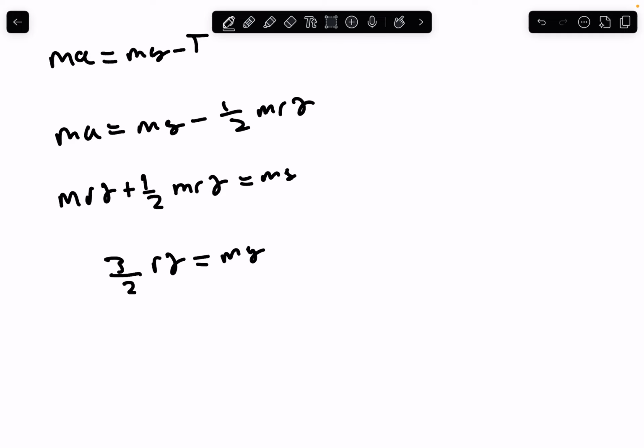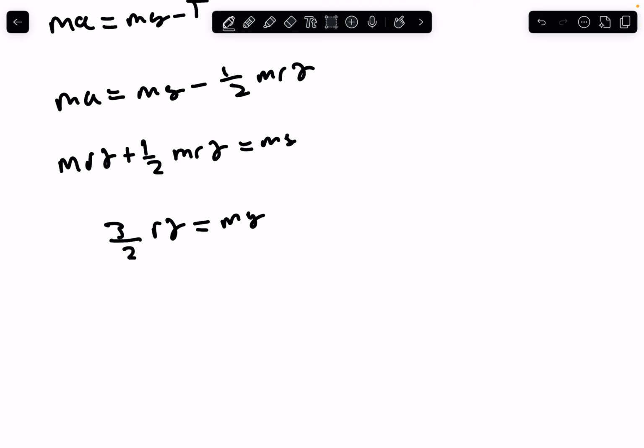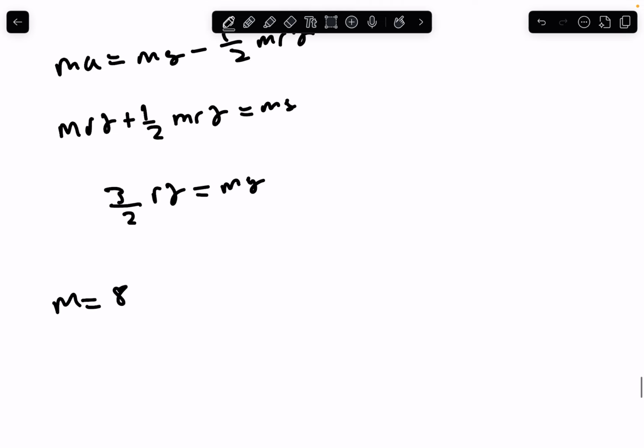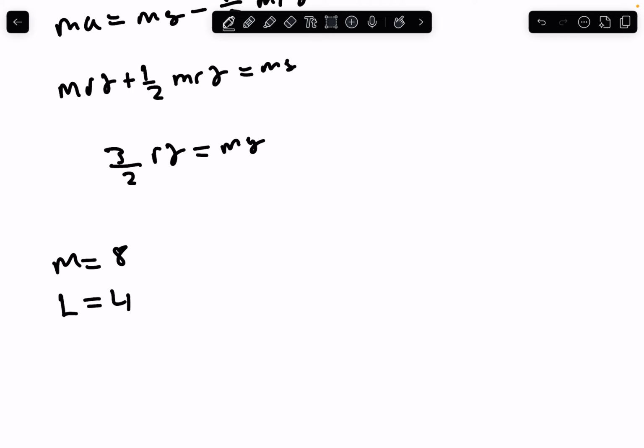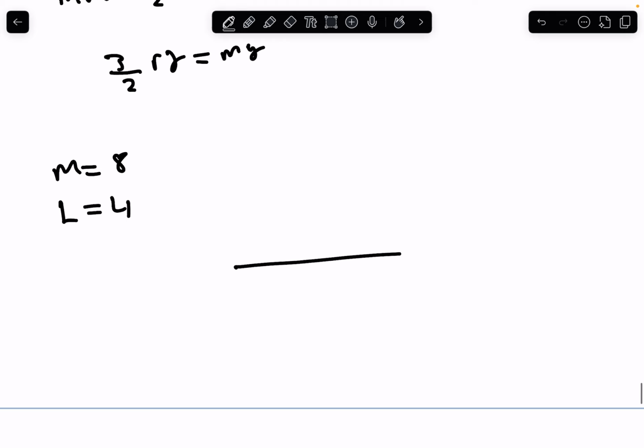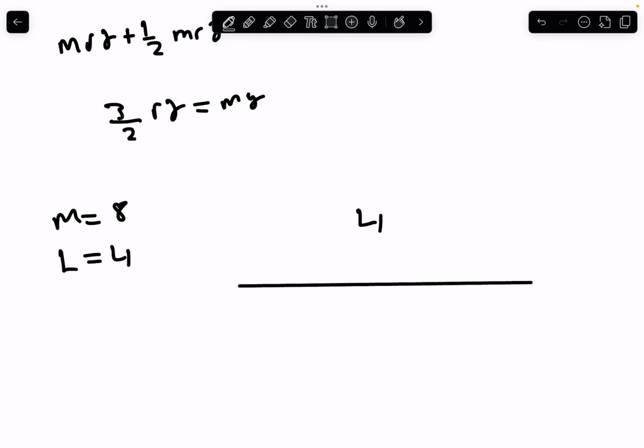On to another question. It states a plank of mass 8 kilograms and length 4 meters rests horizontally on two supports placed 0.5 meters from each end. So let's try to visualize it right here. So this is 4, and it's telling you 0.5 from each end. So a support here and another support here, and this distance is 0.5. This is also 0.5, given this distance is 3.